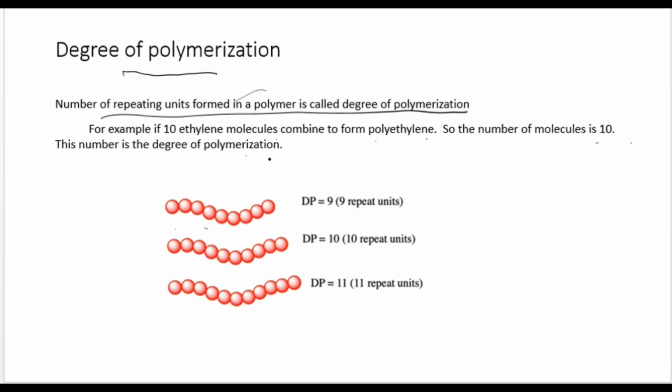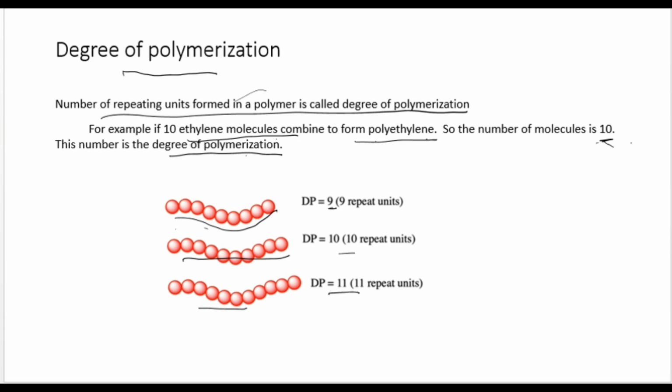For example, if 10 ethylene molecules combine to form polyethylene, the number of molecules participating in it is 10. This number is known as the degree of polymerization. For example, here there are 9 monomers participating, so the degree of polymerization becomes 9. Here there are 10 monomers, so degree of polymerization is 10. Here 11, so the degree of polymerization is 11.